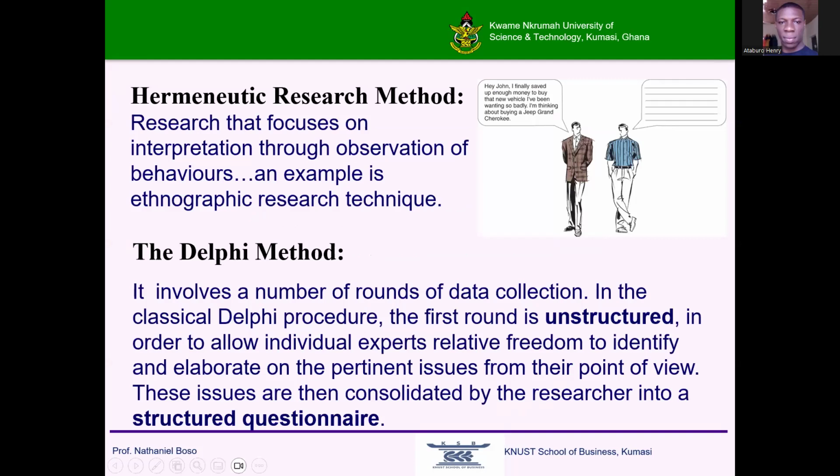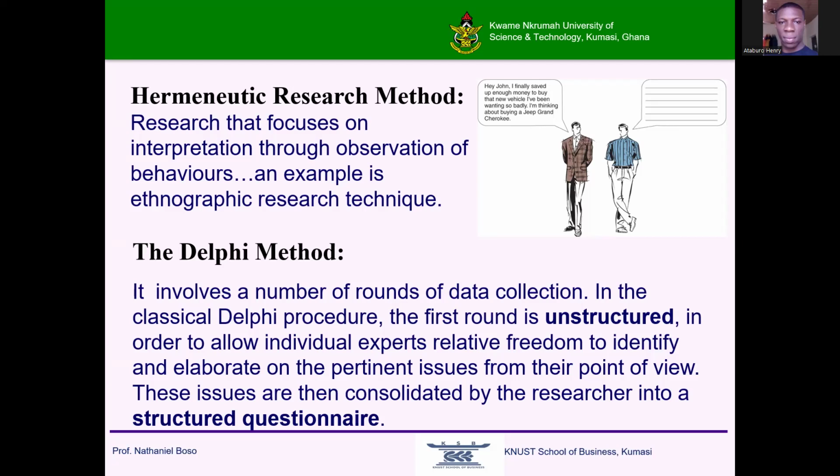All right, there are other methods like the hermeneutic research method, and it focuses on interpretation through observation of behaviors. Okay, and a typical example is the ethnographic research. So you go to the ground, you observe, you interact with people, you observe, then you make your deductions.